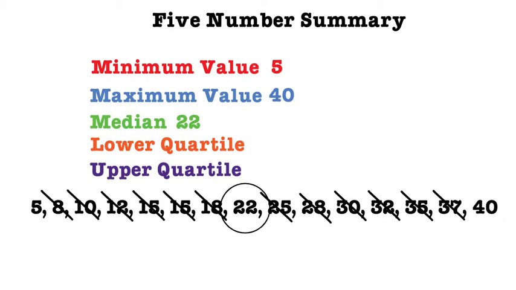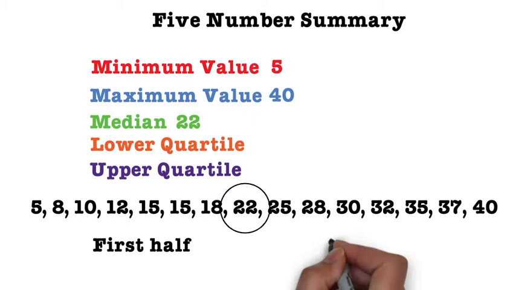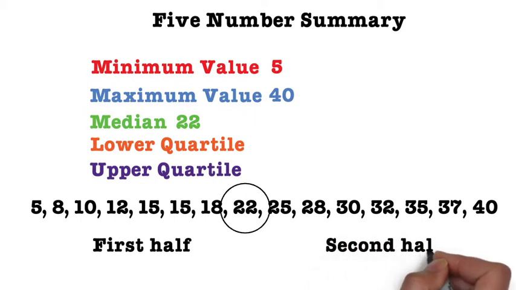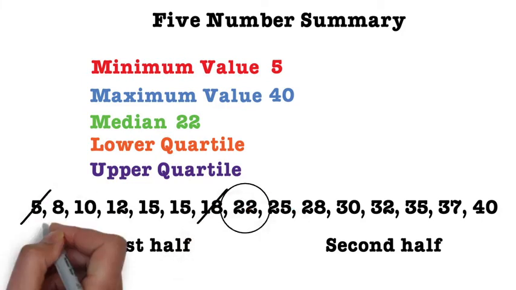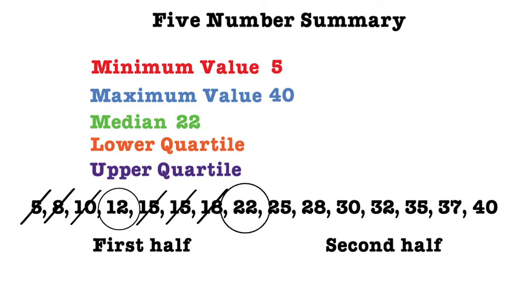Once we identify the median, we can find the upper and lower quartiles. The upper and lower quartiles are the medians for the first half of the data and the second half of the data. Since the median was 22, the first half of our data are numbers 5 through 18. Again, we start crossing off numbers and work our way to the middle to find the median, or the lower quartile. For our data, our lower quartile ends up being 12.